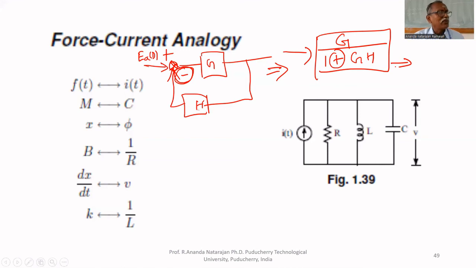If you apply the same rule there, what is the rule here? In the numerator, put whatever is in the forward path. This is the forward path. Am I correct? Forward path, input to output. You are traveling from input to output. What is the transfer function in the forward path? That is in the numerator. In the denominator, what is there? 1 plus. Why do I put 1 plus? If you have a negative sign, you put 1 plus.